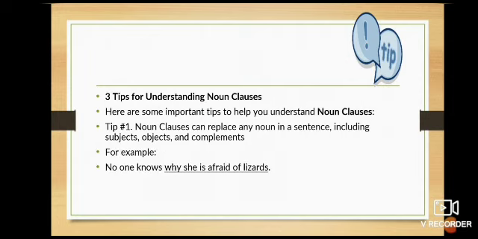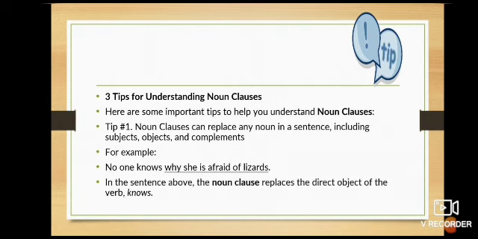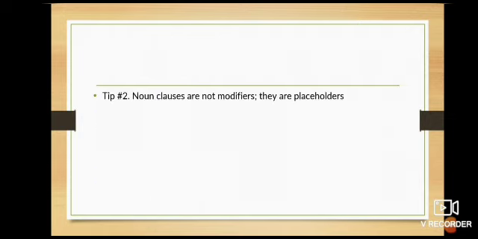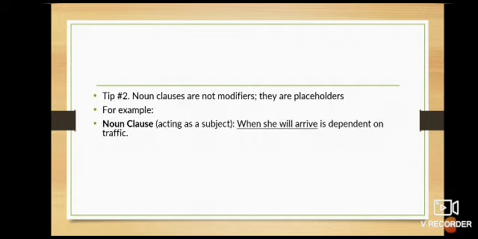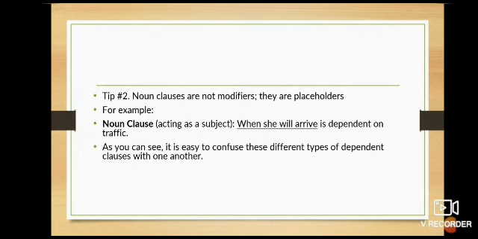Tip 2. Noun clauses are not modifiers, they are placeholders. For example, noun clause acting as a subject: when she'll arrive is dependent on traffic. As you can see, it is easy to confuse these different types of dependent clauses with one another. Simply ask some questions. If the clause answers the questions who or what, then it is a noun clause.